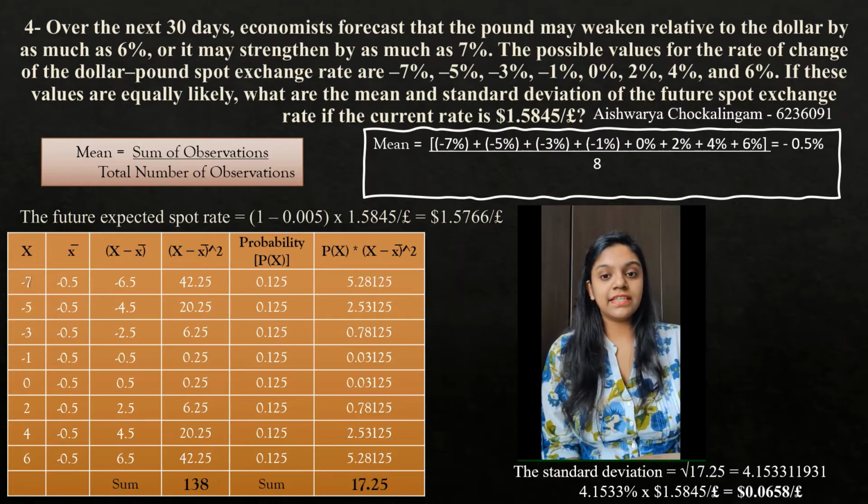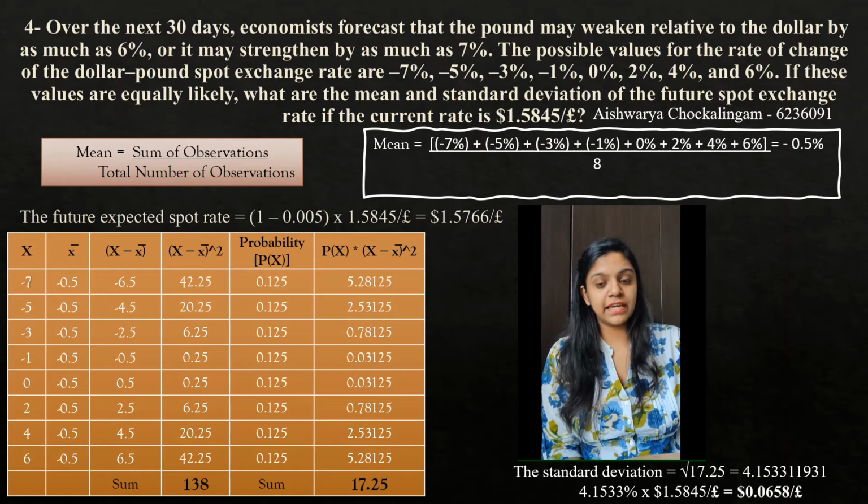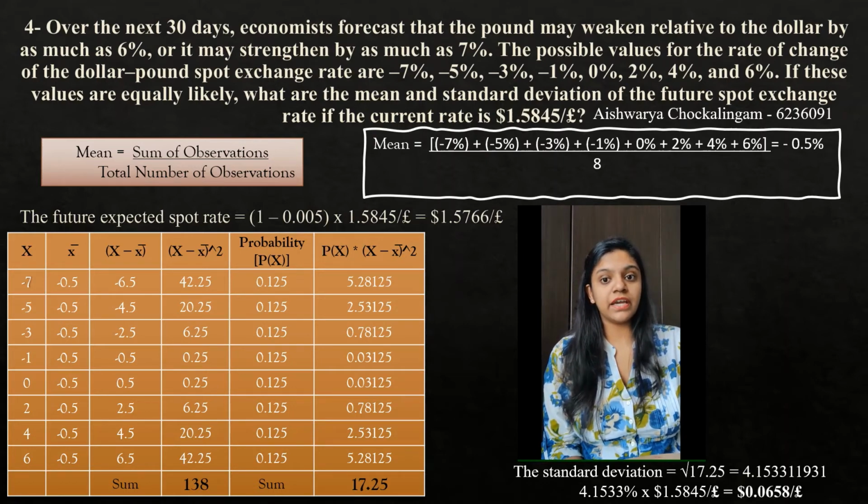Now to calculate the standard deviation of the future spot exchange rate, we use the formula: the square root of the sum of x minus x bar, the whole squared, divided by n minus 1. We have the future possible exchange rates, which are 7%, 3% and so on. We also have x bar, which is your average mean, minus 0.5%. You subtract the values and square them. Then you multiply these values with the probability. The probability is given in the question as 1 by 8 because they're equally likely events, which gives you a decimal value of 0.125 as your probability.